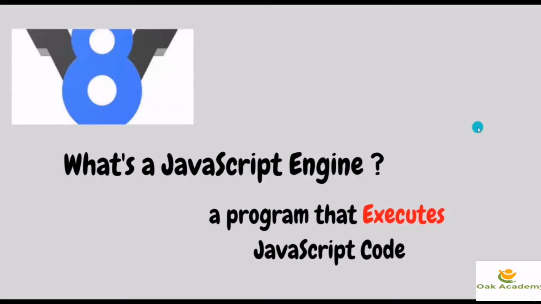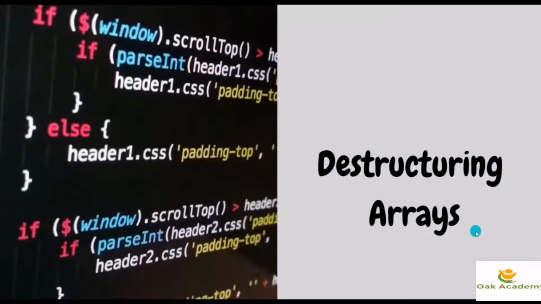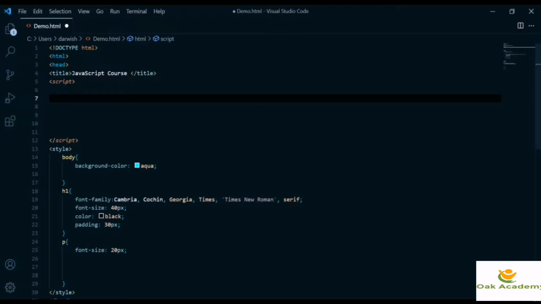Thank you. So what's JavaScript engine? It's basically a program that executes JavaScript code. Let's have a look here about JavaScript engine. So that's basically the JavaScript engine. Call stack is about execution context, where our code is gonna be executed. However, heap is unstructured memory, where JavaScript objects are stored. Throughout this module, we will discuss destructuring the arrays. Let's move to Visual Code and understand this concept.